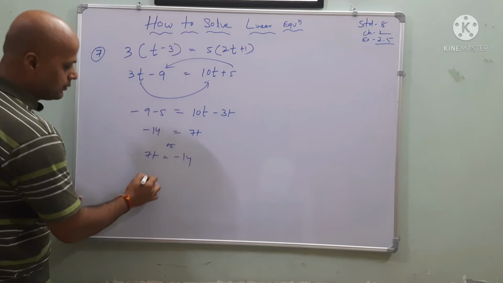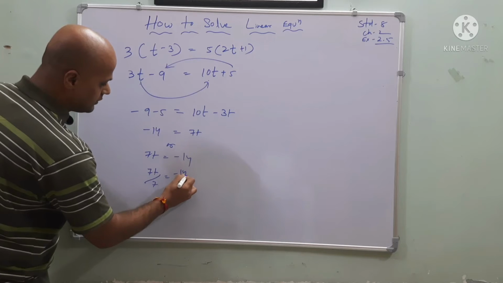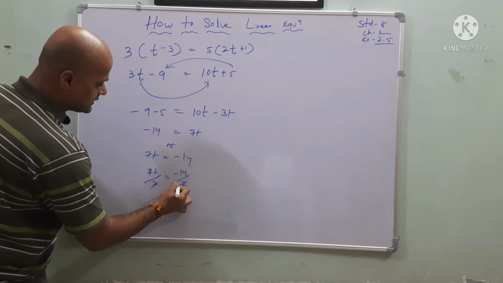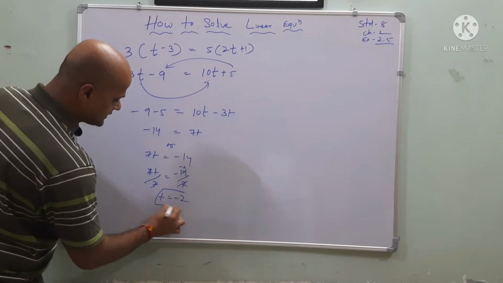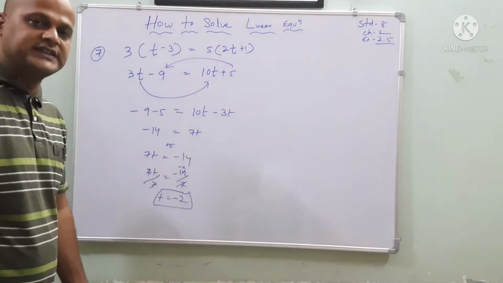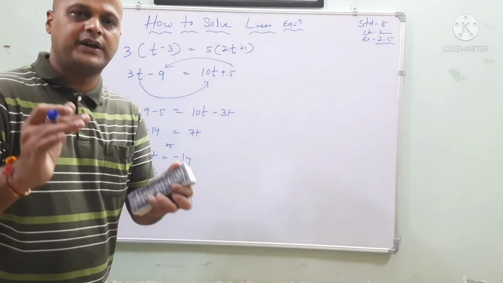Now here, what do you have to do? Divide both sides by 7: 7t by 7 is equal to minus 14 by 7. 7 cancels, 7 and minus 2. So t is equal to minus 2. This is the answer we get. So it is the easiest process, my dear friends. You have to solve it in a step-by-step process.